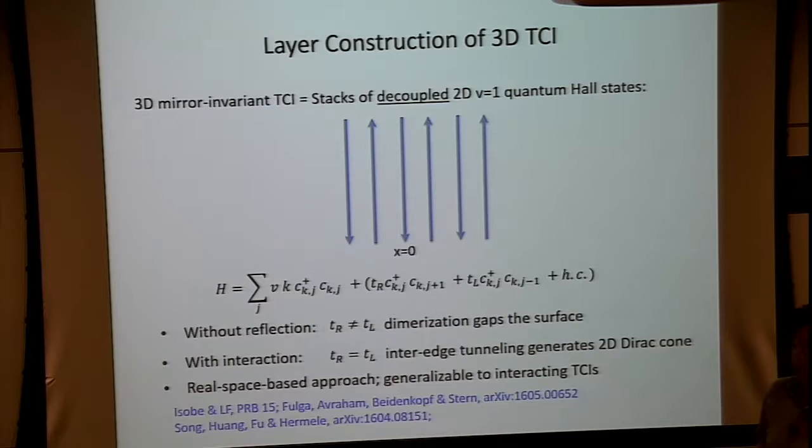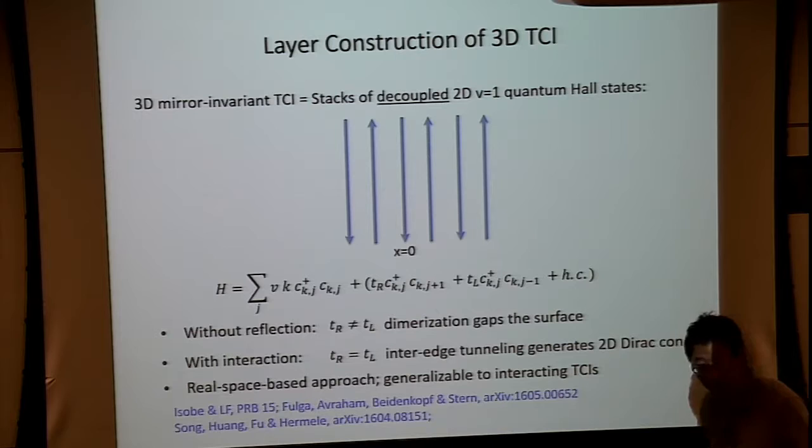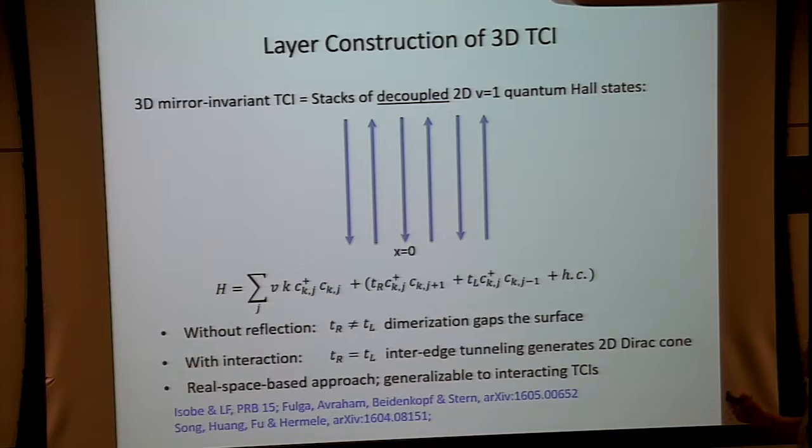So let me just give examples here. If we think about the topological crystalline insulator protected by mirror symmetry, reflection symmetry, such as tin telluride, even though the crystal of tin telluride is cubic, at the fundamental level, this material is topologically equivalent to the following system, which is just a stack of two-dimensional quantum Hall states.